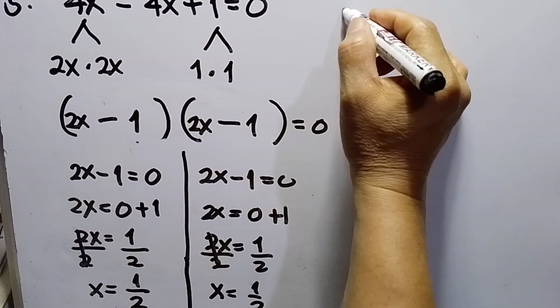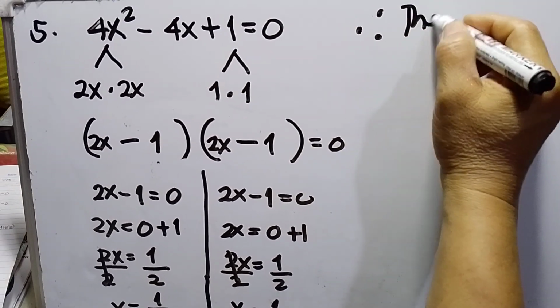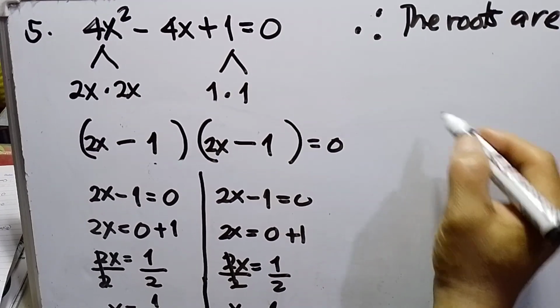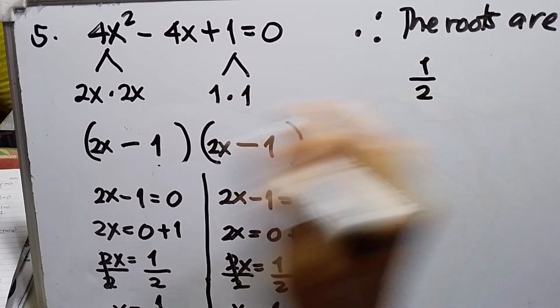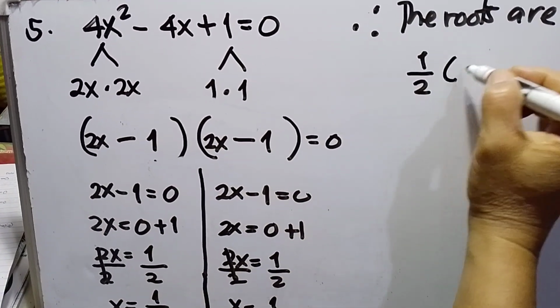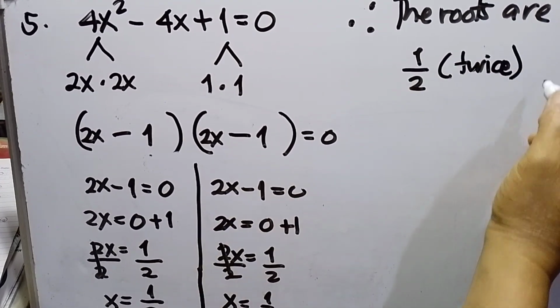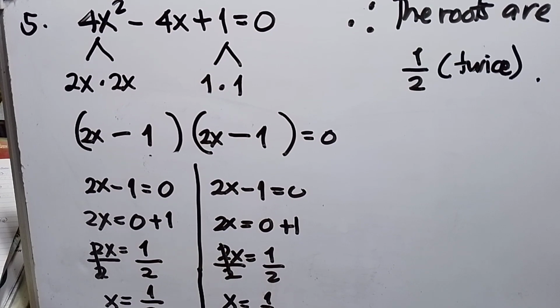So therefore, the roots are 1 over 2. So I will say twice. My answer, one half, twice. So that's number 5. That's all for my part 1.